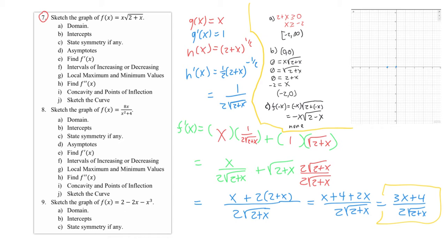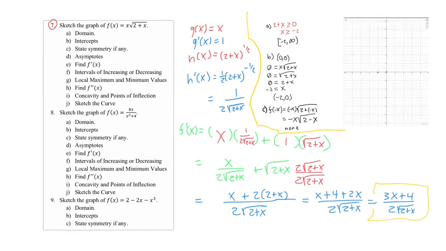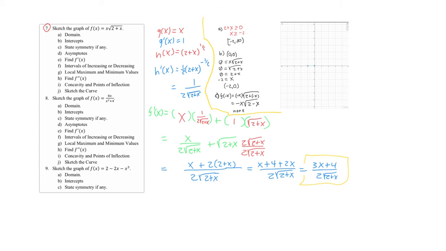Okay, looking at the next part, where are the intervals of increasing or decreasing? So that means that we have to set the derivative equal to 0. So that's exactly what we're going to do. We're going to set this derivative equal to 0. So we'll say 0 equals 3x plus 4 over 2 times radical 2 plus x. Now, the reason we need to do that is because we need to find the critical numbers or the critical values.